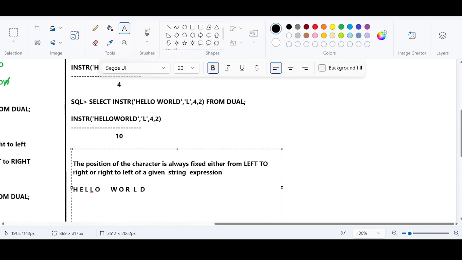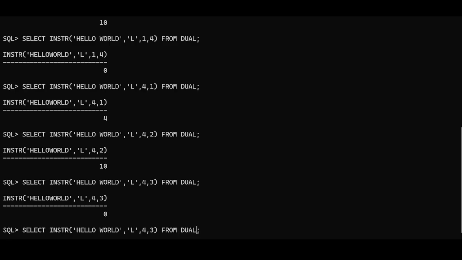From the left to right, the positions are starting from 1 to 10. From the right to left, it is going to start from what? -1 to -10. Okay, this is starting from -1 to -10. -1, -2, like that, it is going to end at -10. So if I give the position here from -2, I want to find the third occurrence. If you see here, it says 3.